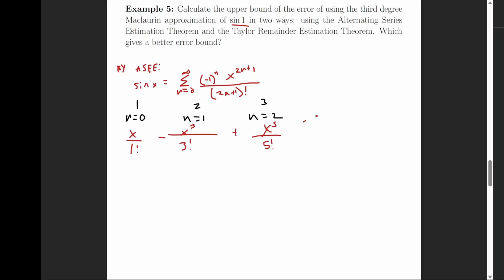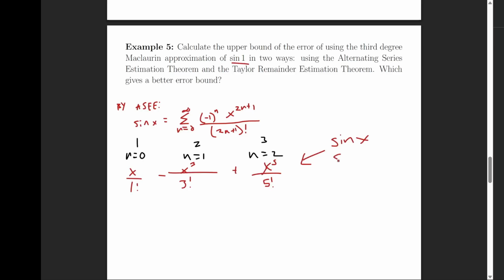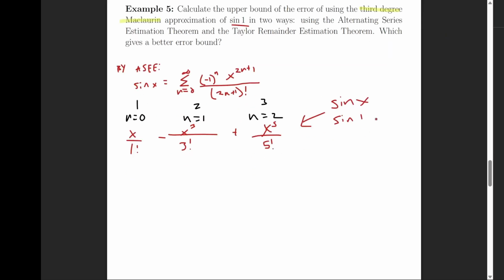Right, so this is for sine x, and we have sine 1, so easy change. We just replace x with 1. Sorry, I'm tweaking out. And then the question says using the third degree, so we're only using this term right here, only the third degree. So we could just ignore these two.